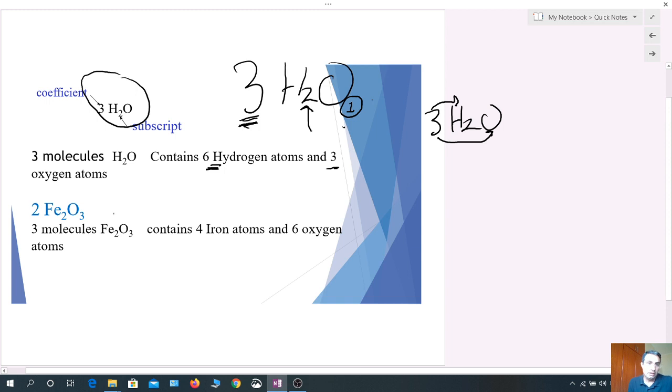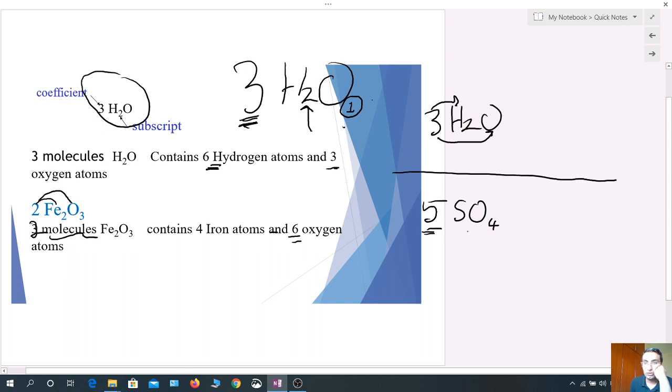Now we have another example. In this molecule you can see there is a mistake, of course. It is supposed to be 2, not 3. 2 molecules of iron(III) oxide contain 4 iron atoms, since 2 multiplied by 2 is 4, and 6 oxygen atoms. If I give one more example, say 5SO4, what do you say? 5 is the coefficient of the sulfate. We say there are 5 molecules of sulfate, containing 5 sulfur atoms plus 20 oxygen atoms.